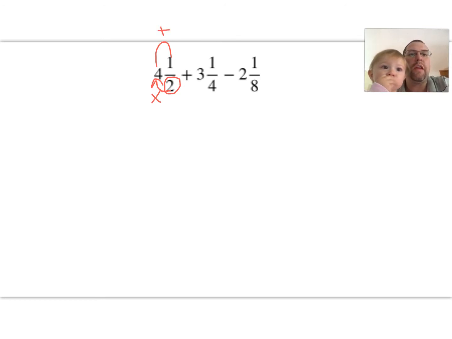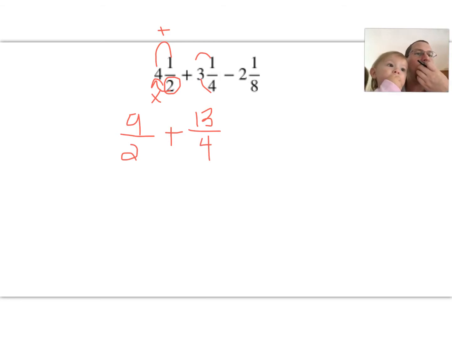So 4 times 2 is 8. One more is going to be 9 halves, okay? Plus, we're going to do the same thing here. So 3 times 4 is 12. With one more is 13 fourths. Minus, now we do here, 8 times 2 is 16. With one more is 17 eighths.